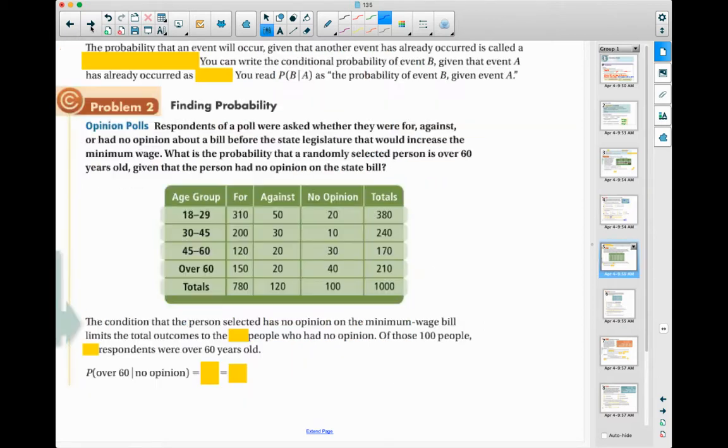The probability that an event will occur given that another event has already occurred is called conditional probability.